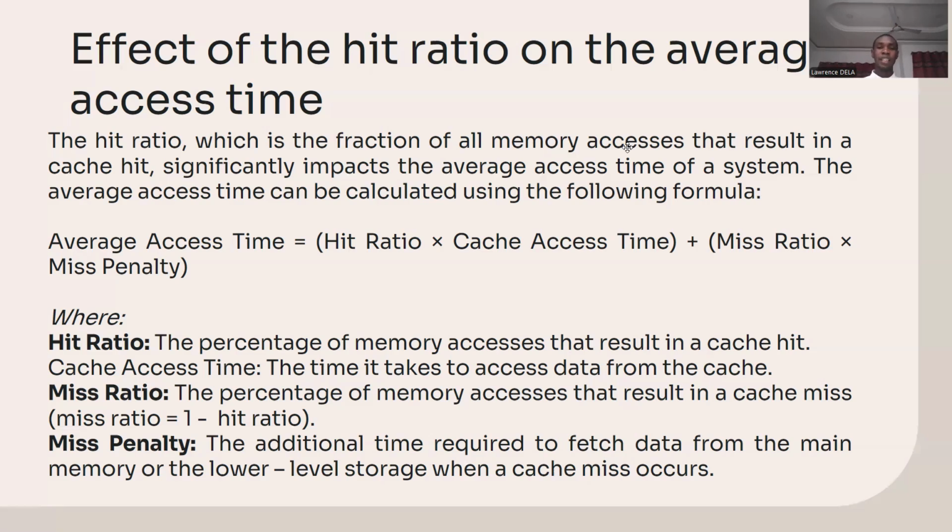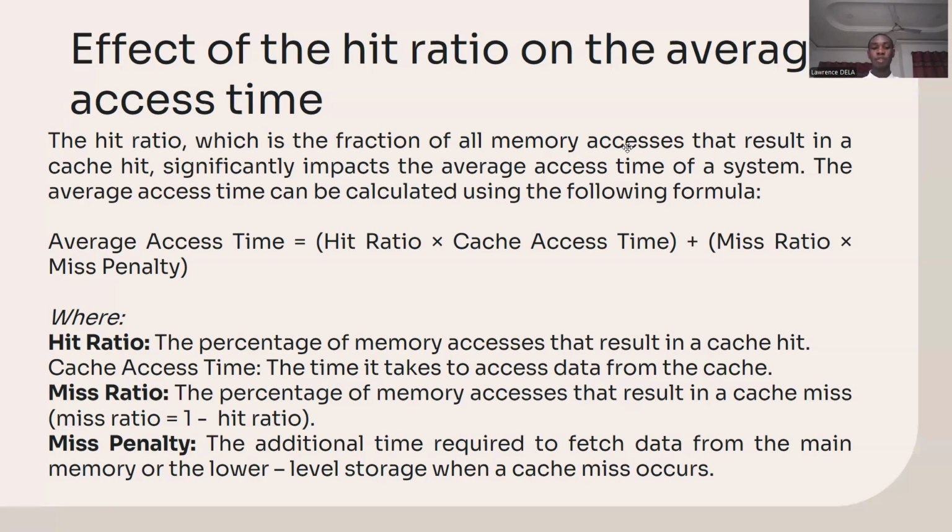So we are hearing hit ratio, cache access time, miss ratio, miss penalty. What exactly do we mean by those? When we say hit ratio, it is the percentage of memory accesses that result in a cache hit. Then we look at cache access time. This is the time it takes to access data from the cache. So when we request a piece of data, the amount of time it takes for us to access that particular data from the cache is what we call the cache access time.